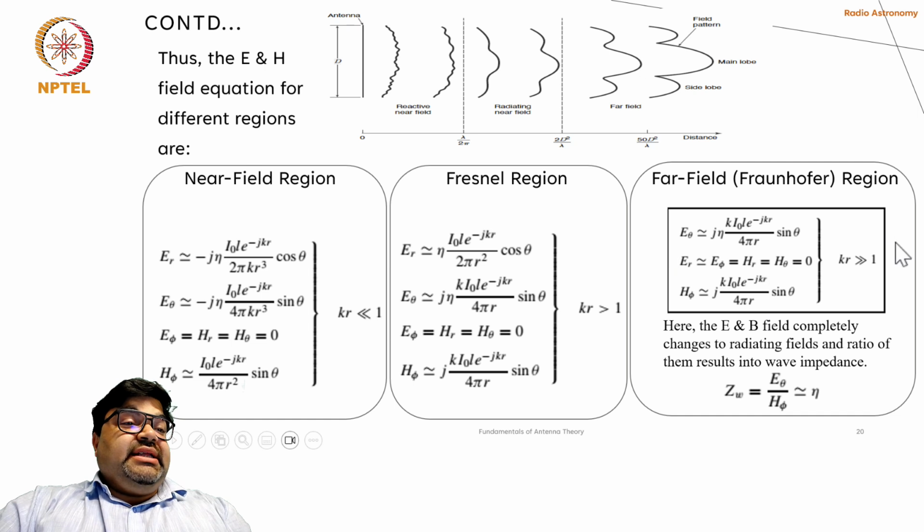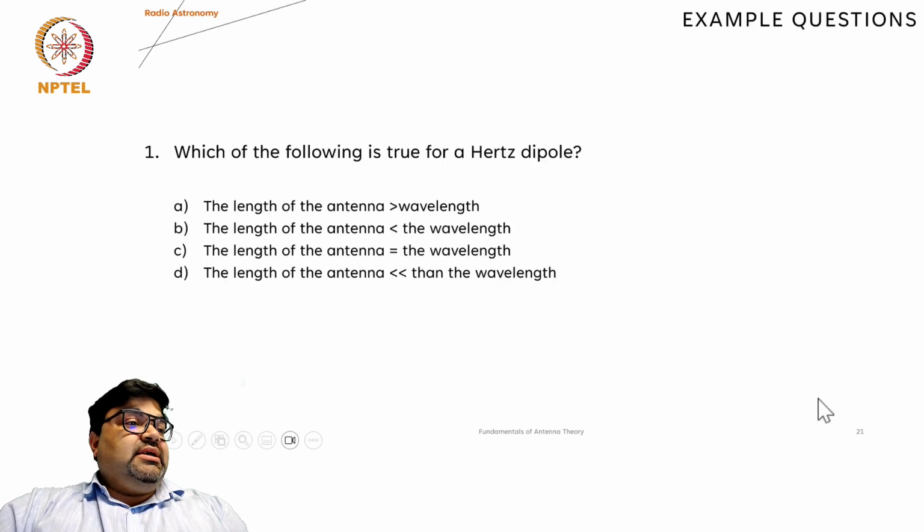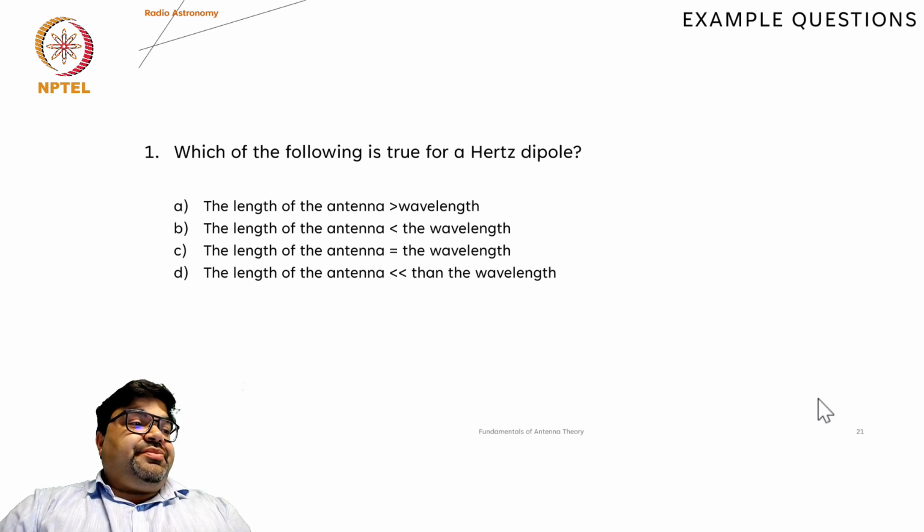You can see what approximations these fields take in the three different regimes. Please note that in the far field regime, the electric and magnetic fields completely change to radiating fields, and the ratio of them becomes the wave impedance. That is the requirement. Before we close this lecture, we go through a couple of example questions like before, so that the understanding becomes a bit clearer.